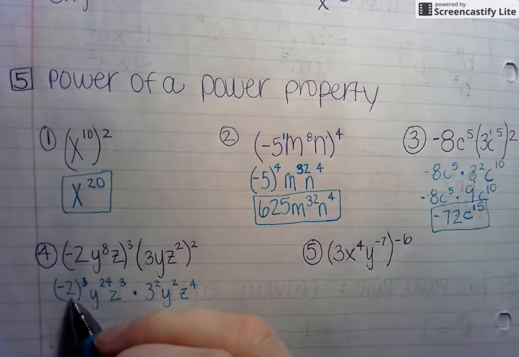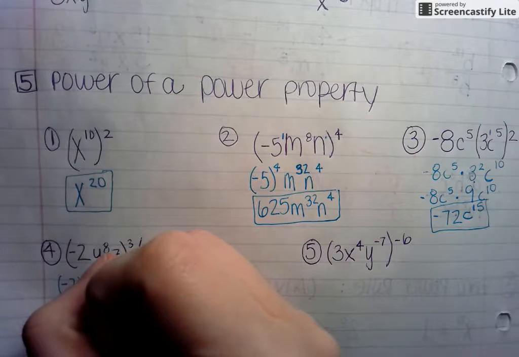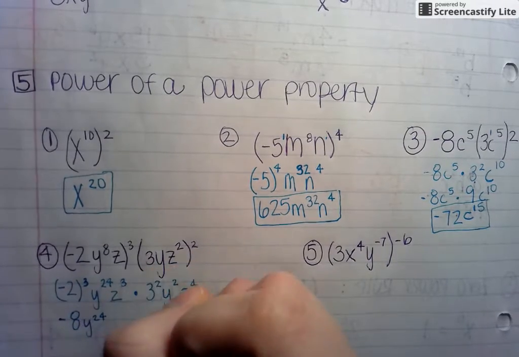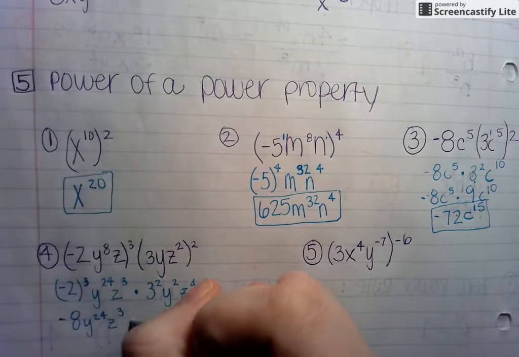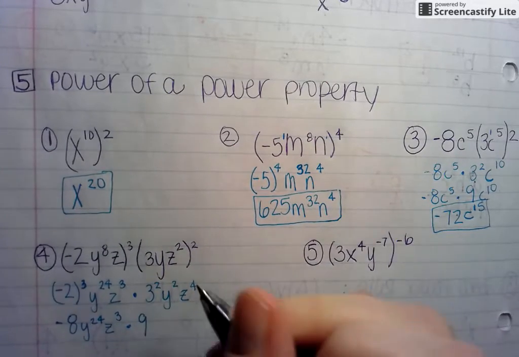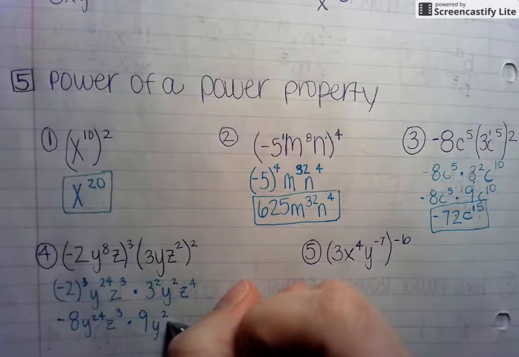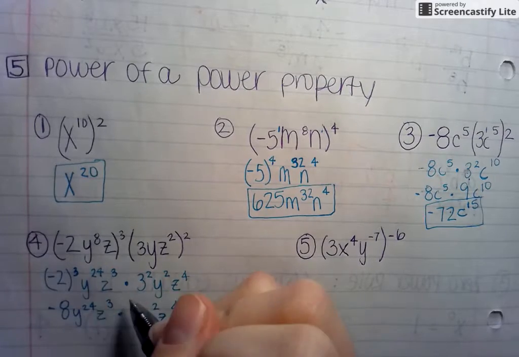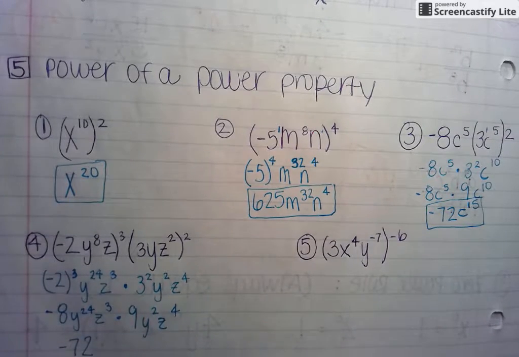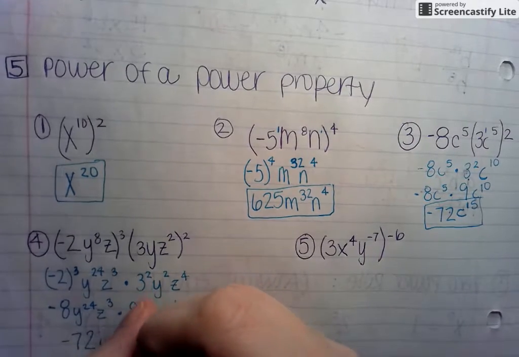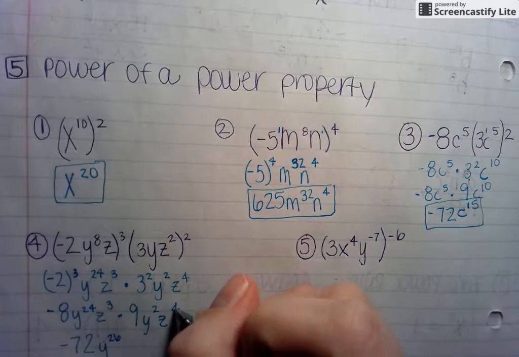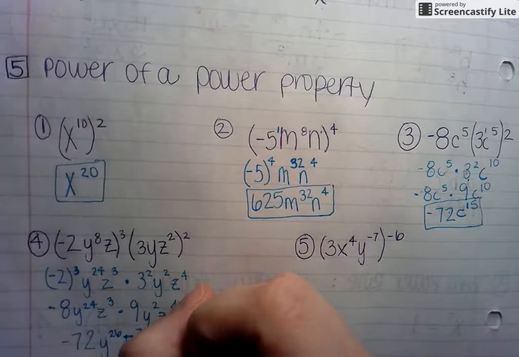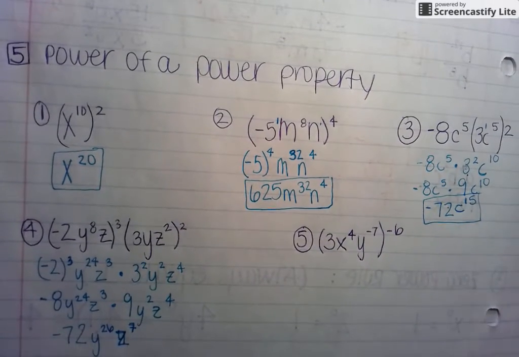So -2 times -2 times -2 is a negative, that would be a -8, y to the 24th, z to the 3rd, times 9, because 3 times 3 is 9, and I have y to the 2nd, z to the 4th. I'm multiplying, so now I want to add the exponents that have the same base. I have -8 times 9, which is -72. 24 plus 2 gives me y to the 26th, and 3 plus 4 is z to the 7th. So that's going to be my final answer.